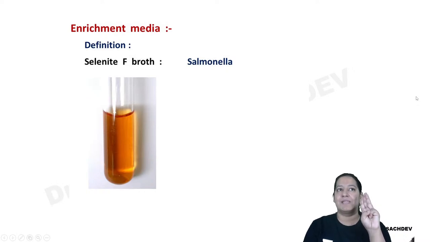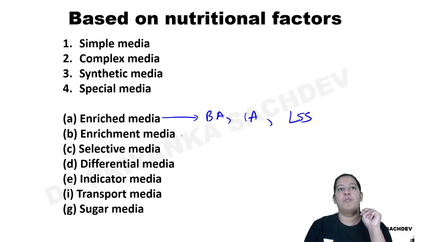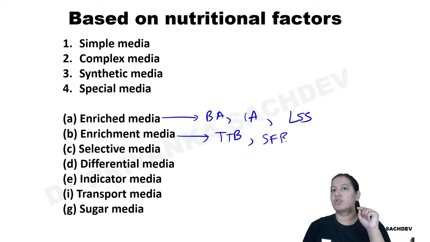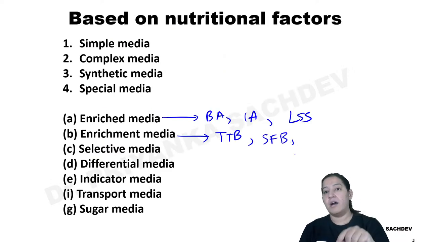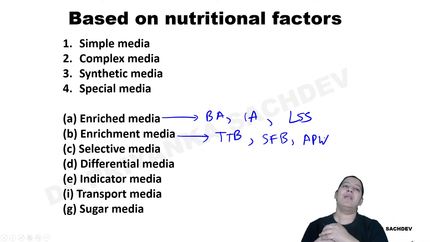So three examples: selenite F broth, tetrathionate broth, and alkaline peptone water. Here there are three examples, like blood agar, chocolate agar, or Loeffler's serum slope. And for these enrichment media, the three examples are tetrathionate broth, selenite F broth, and alkaline peptone water. You should learn the name of the bacteria also.